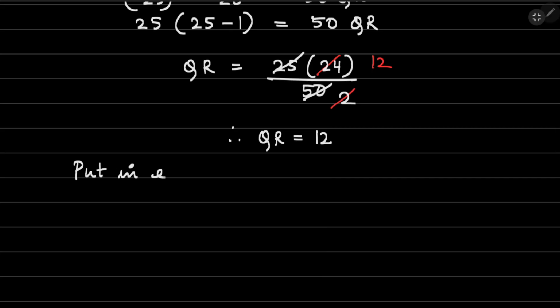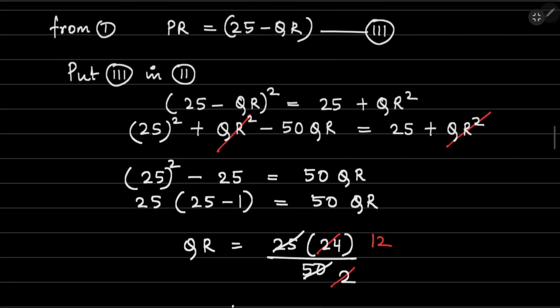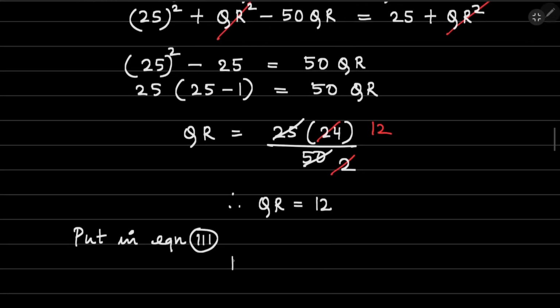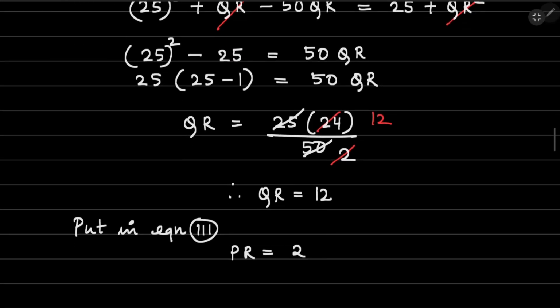So put in equation 3. If you put in equation 3, what is PR? PR is equal to 25 minus QR, which is 12. So this is 15 minus 12, which is 3. So we have got PR equal to 13.